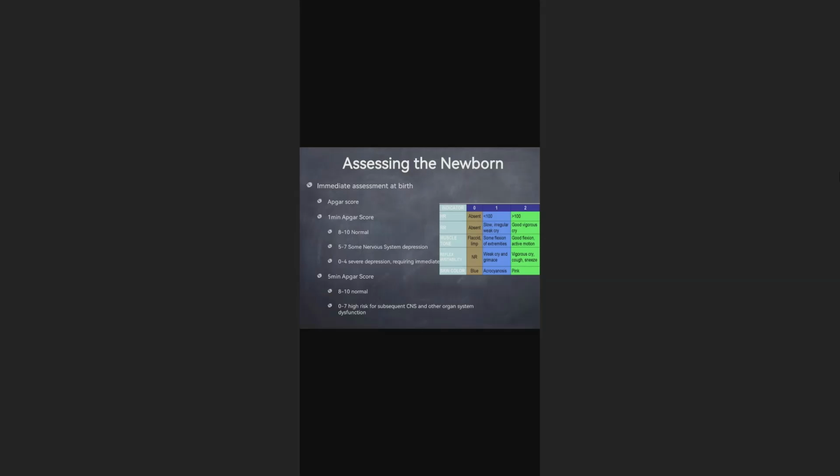So we do the 1 minute Apgar score. The normal is 8 to 10; 5 to 7 suggests some nervous system depression. The Apgar score consists of the heart rate, the RR, the muscle tone, the reflex irritability, and the skin color. For the 5-minute Apgar score, 8 to 10 is usually normal, and 0 to 7 is high risk for subsequent CNS and other organ system dysfunction.